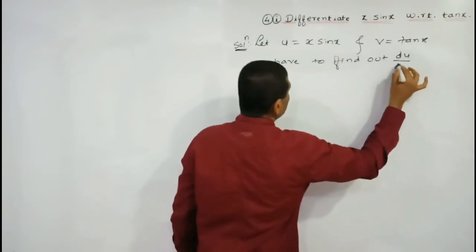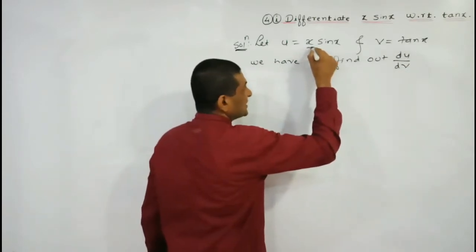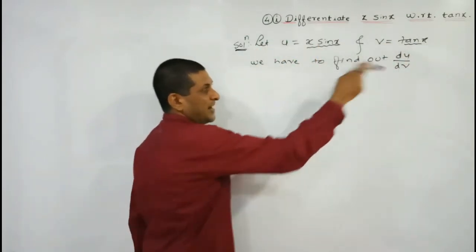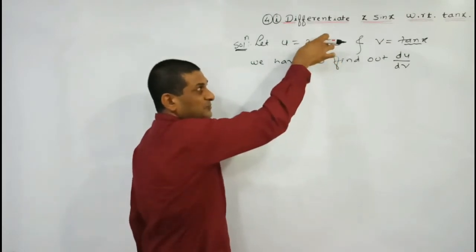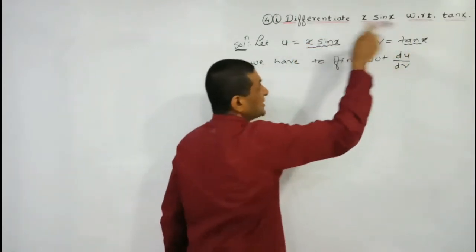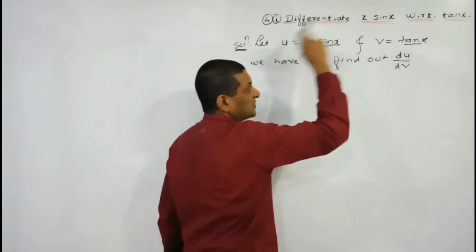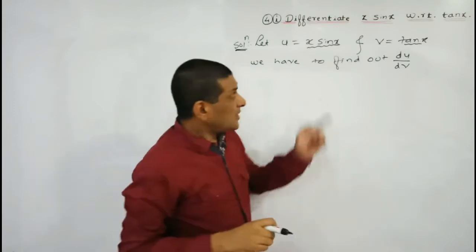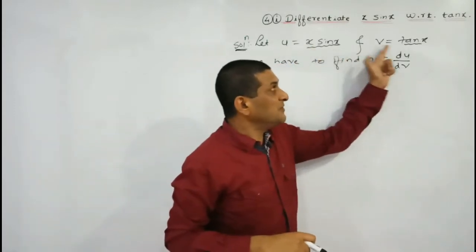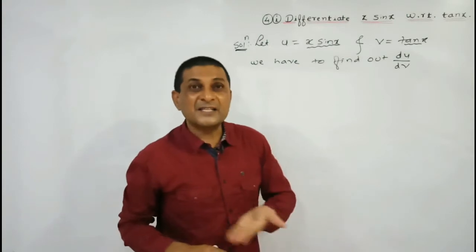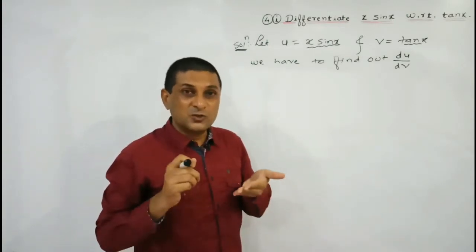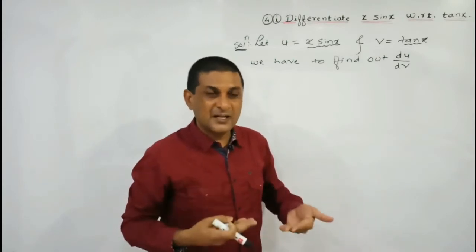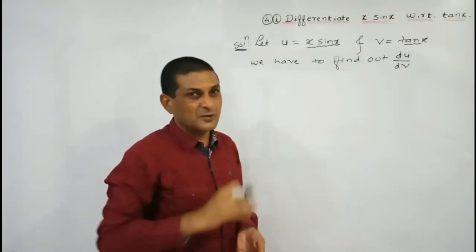du upon dv. Again, here we have to differentiate the function x sine x with respect to tan x. But x sine x means u, and tan x means v. If we have to differentiate x sine x with respect to tan x, indirectly we are differentiating u with respect to v. Now the value of u is in terms of x and v is also in terms of x, means x is the parameter. To find the differentiation of a parametric function, we have seen the method up to question number 3. Same method we are applying here.